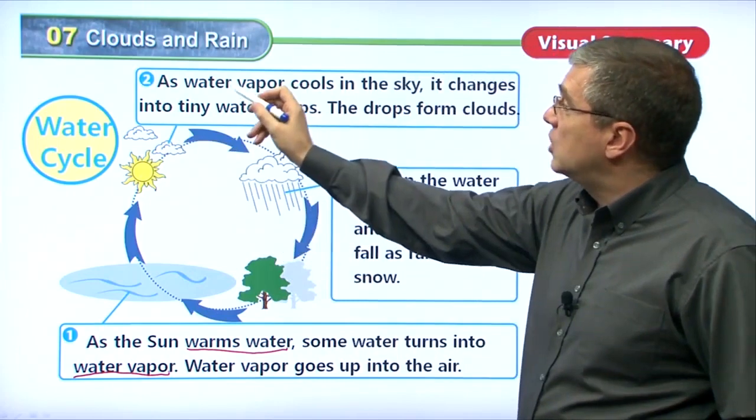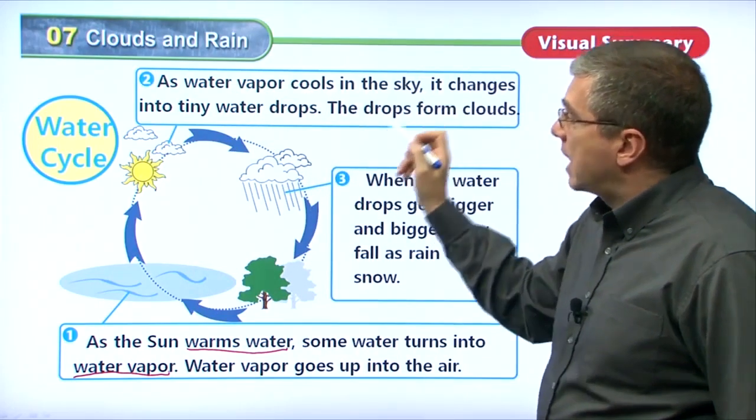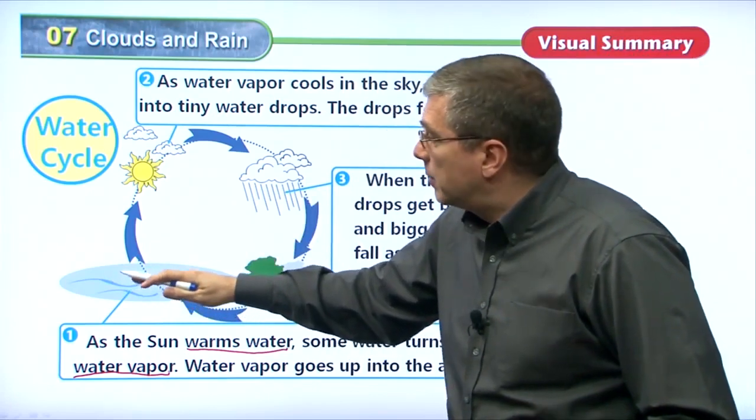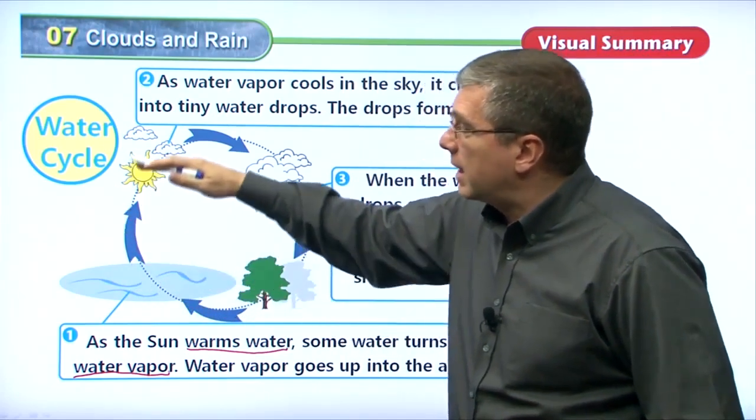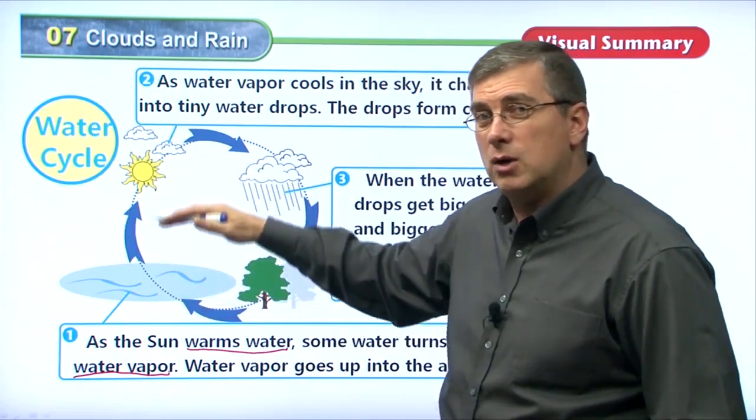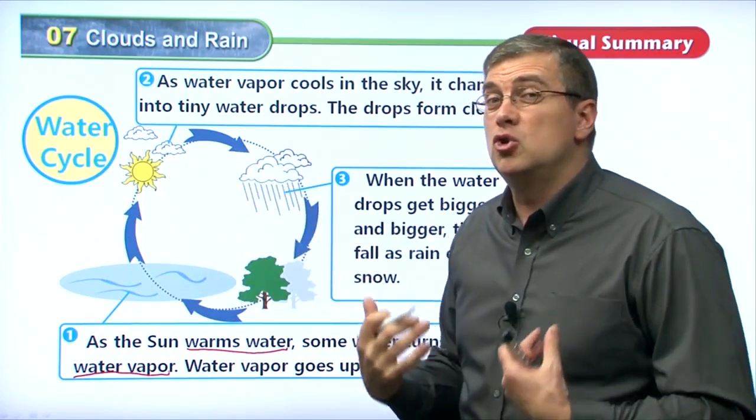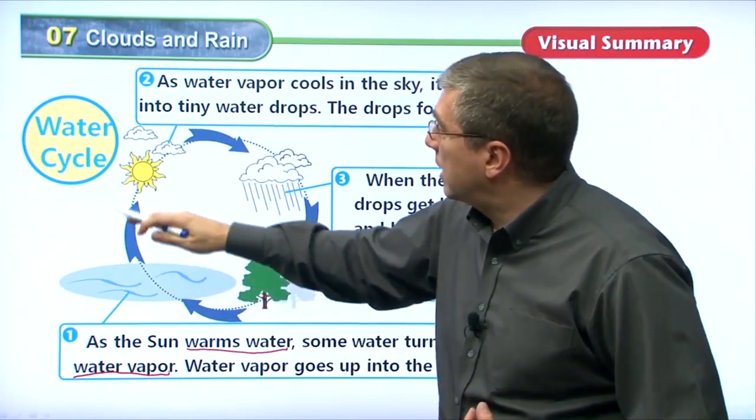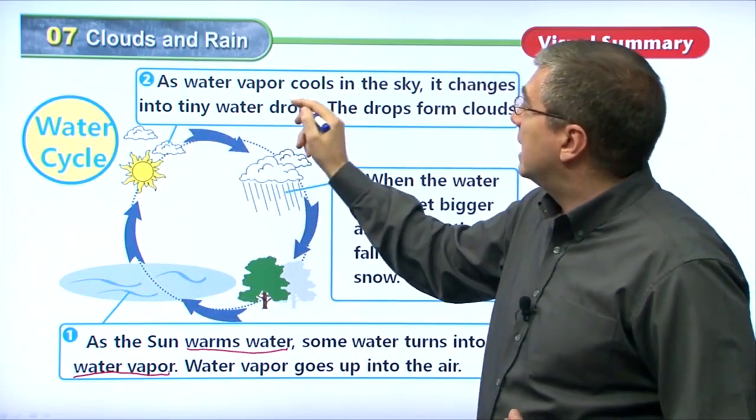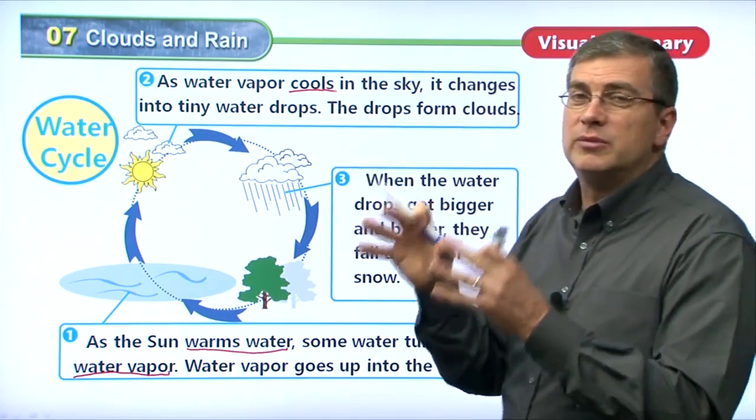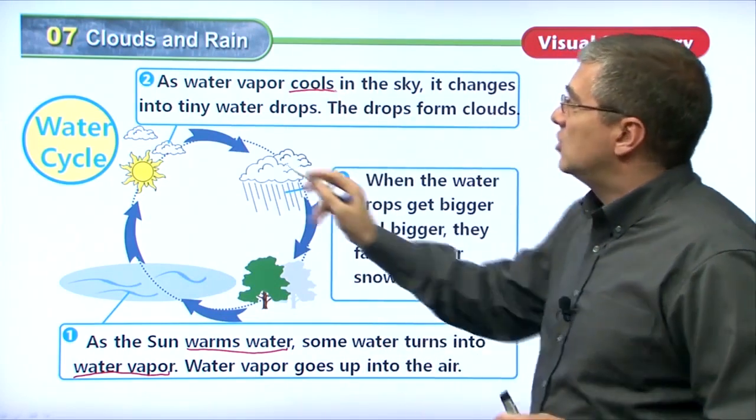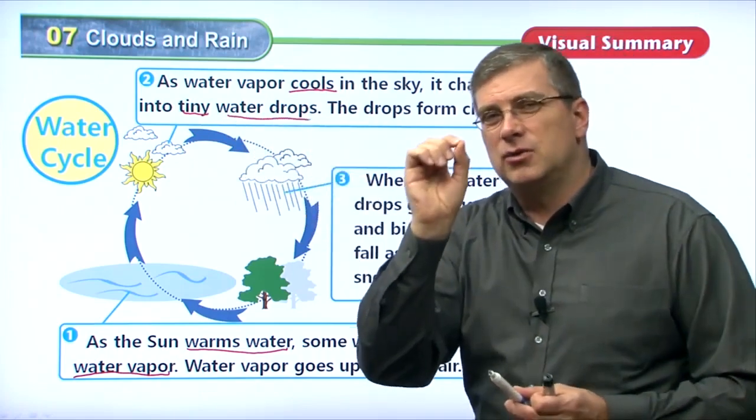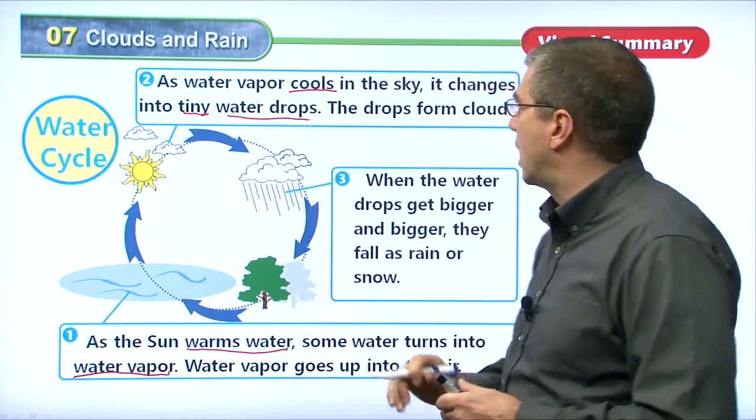In the second stage, as water vapor cools in the sky, because of course it's very hot down here near the ground, right? But as water goes up, as you go higher in elevation, as you go higher away from the ground, it becomes cooler. It's cooler up here than it is down here. So water vapor rises up into the sky, it cools down, it becomes cooler. So it changes into tiny water drops. Tiny little drops, very small water drops.